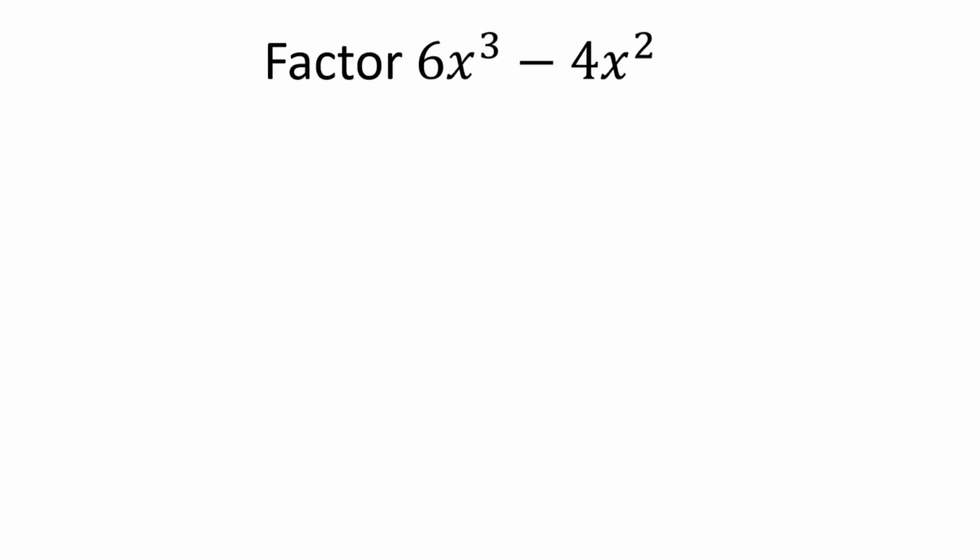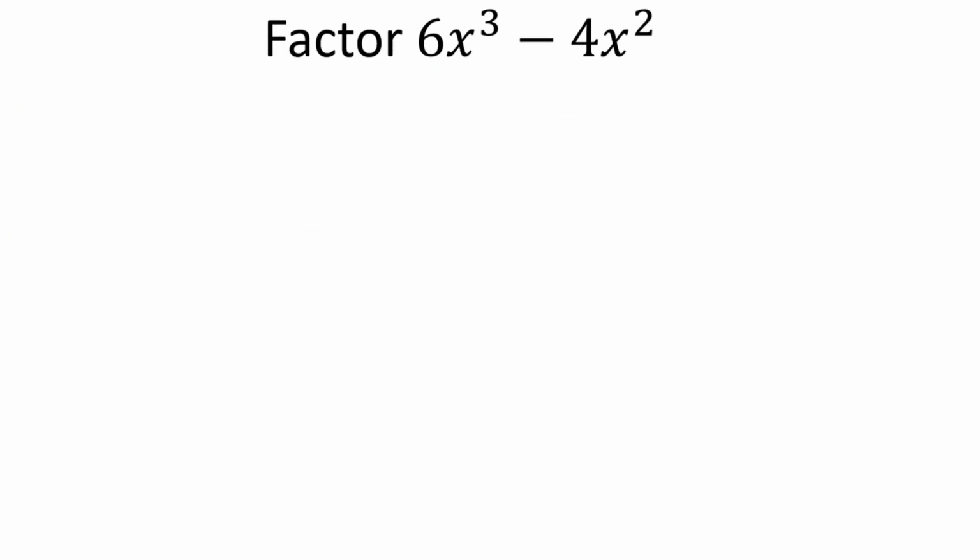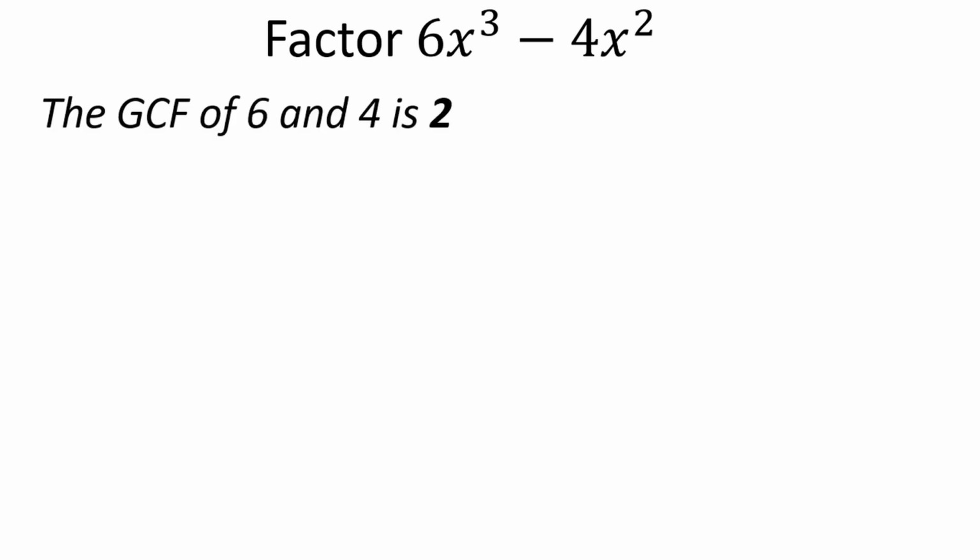Let's try a problem with variables on both terms. We are asked to factor 6x to the third minus 4x squared. Now that we have variables on both terms, you kind of need to think of our constants and variables separately. Ignore the negative sign for now and just think about the constants 6 and 4. Hopefully you can verify that 2 is the GCF of 6 and 4.